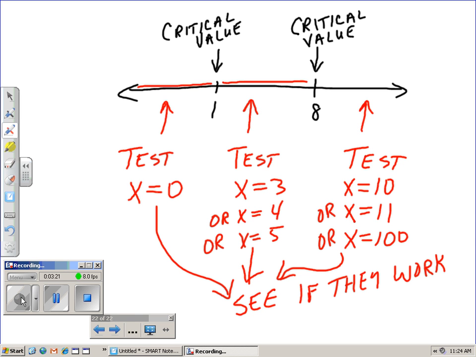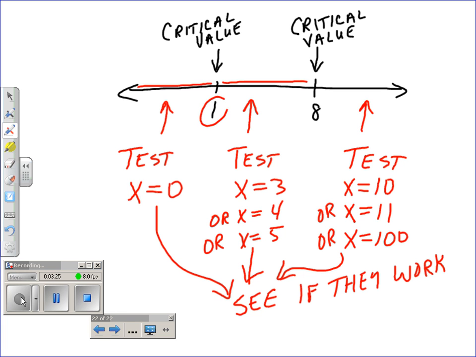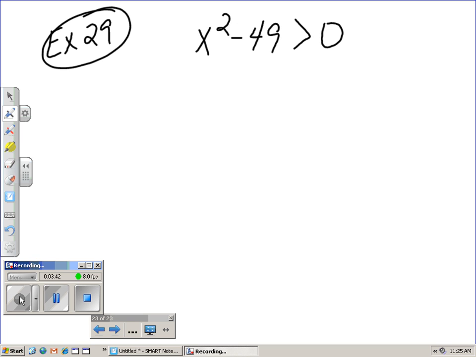We're getting ready to work some assignment problems now. We're going to find the critical values. We're going to find the 2 numbers we're talking about, which splits the number line into 3 sections. And then we're just going to test a number in each section and see which sections work, which numbers in which sections work. All right, let's start with an example for number 29.